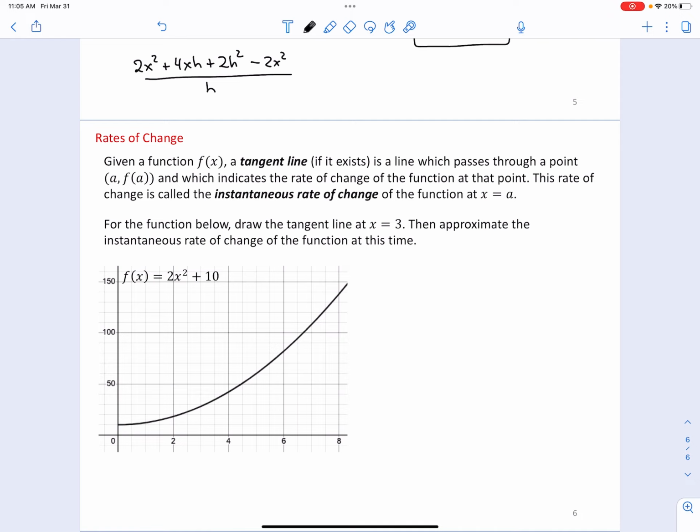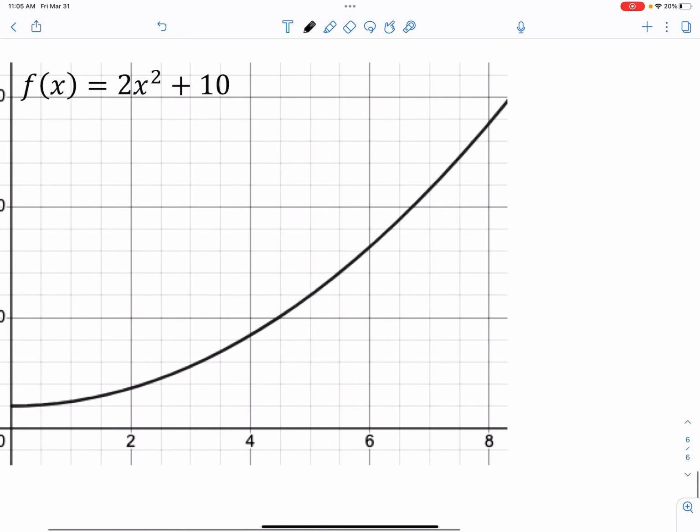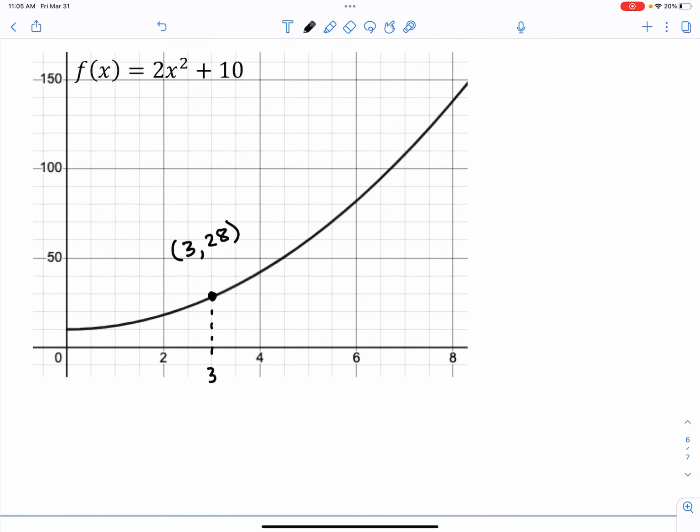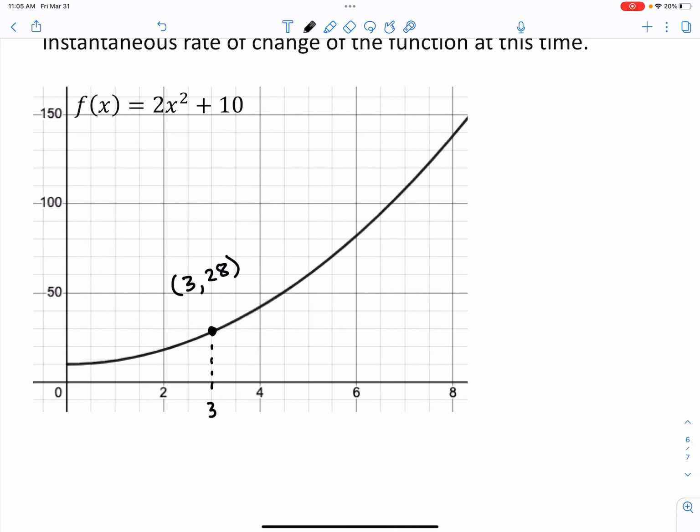So this is the same function we've been analyzing. Let's go ahead and go down to x equals 3, which is right here. And we did have a point here. It was 3 comma f of 3, and f of 3 we calculated already was 28. So 3 seconds into this, the object is 28 feet high.